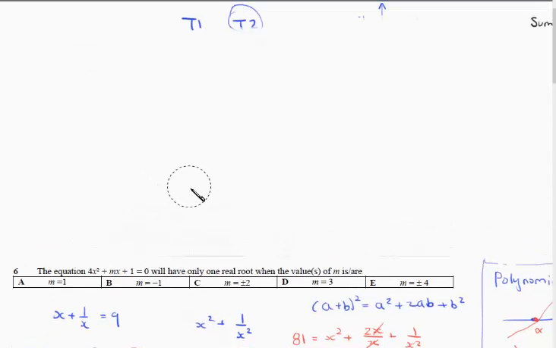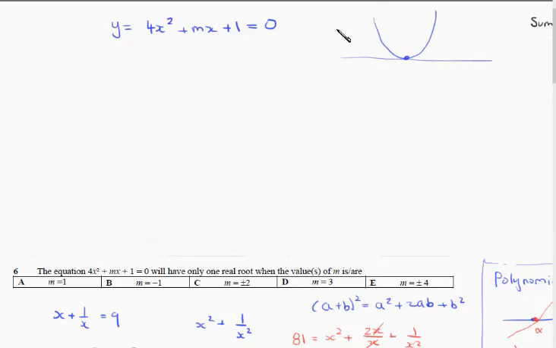This one here is, okay, the equation of this. This is also a quadratic equation in general form. So y equals 4x squared plus mx plus 1 equals 0. I always prefer to write y on the end. So this equation will have only one real root when the value of m is. Okay, so whatever this is, it's going to have only one real root. And I know that it's like this instead of upside down like that because this is 4, which is positive, right? So I can just get rid of these two.